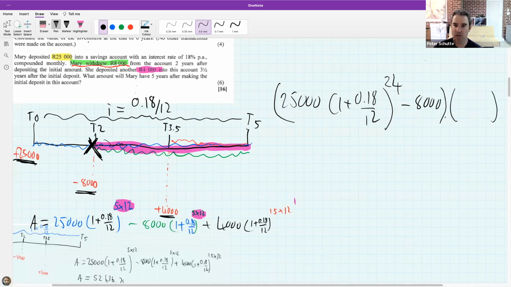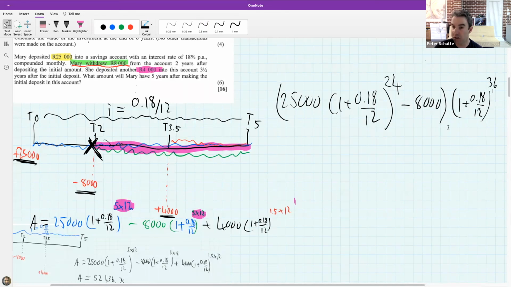Because you've now got up to the end of year 2, you've now taken the 8,000 out. Actually, wait, I'm making this a bit of a mess. The key thing is that when you take this 8,000 out, you're not done. You still need to let it grow a little further. Can you see that? It still needs to grow for 3 more years, and so you need another part that looks like this. And 3 more years is going to be like that.